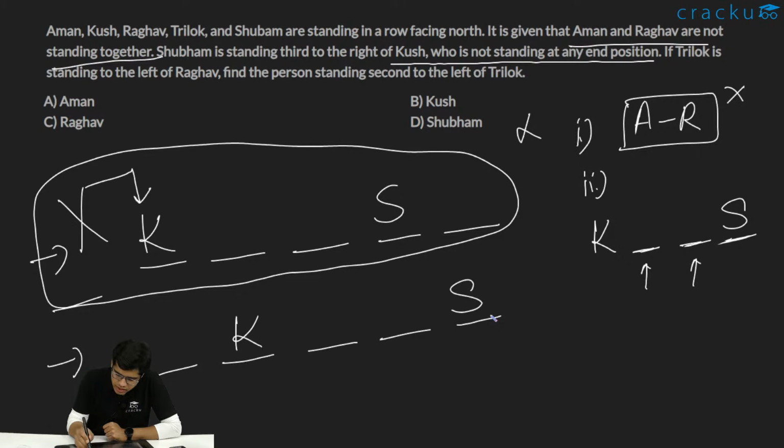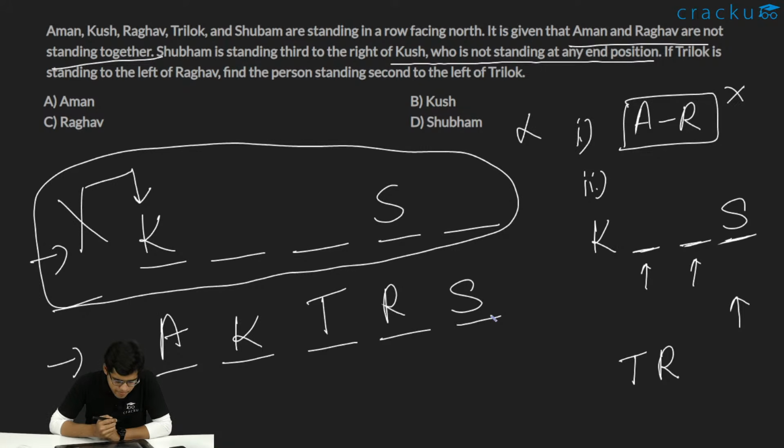Okay. It is then given Trilok is standing to the left of Raghav. Means if Raghav is here, since they are facing north, right? They're facing in the north direction. So left of Raghav means this. So Trilok is here. Which means if this is Raghav, this is Trilok, means the only person here possible is Aman, right? So we need to find the person second to the left of Trilok. So second to the left of Trilok is, this is Trilok. First left of Trilok is Kush. Second left of Trilok is Aman. So the correct answer of this question is option A, Aman.